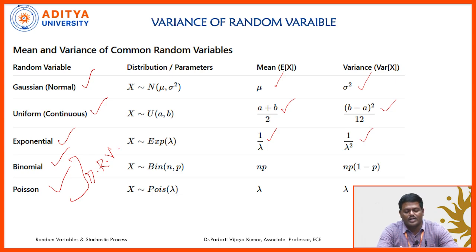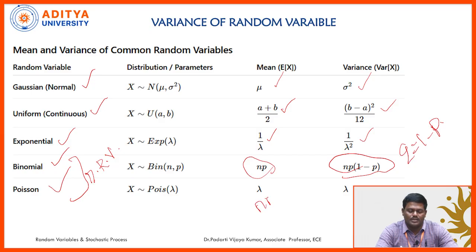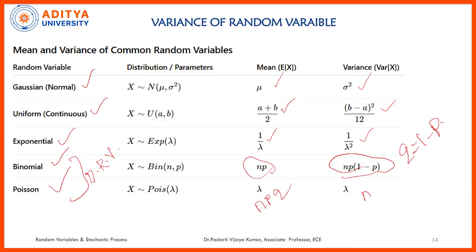So for a binomial random variable, the mean value is np and variance is npq, where q is 1 minus p. And for a Poisson, the mean and variance are both lambda. So mean and variance are the same for a Poisson random variable.